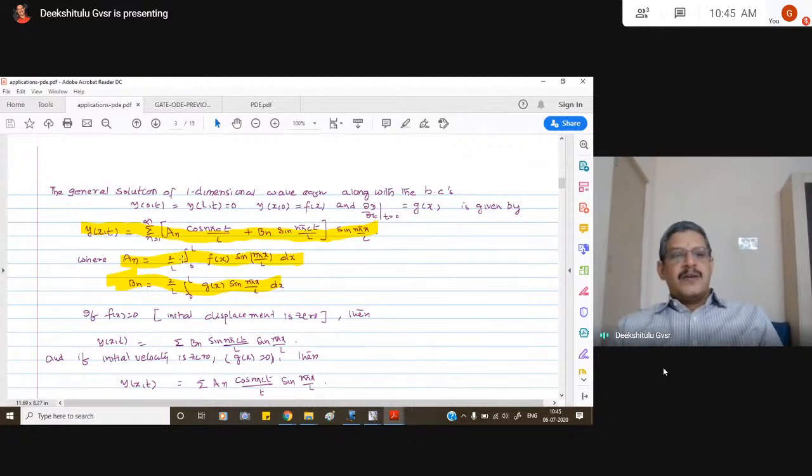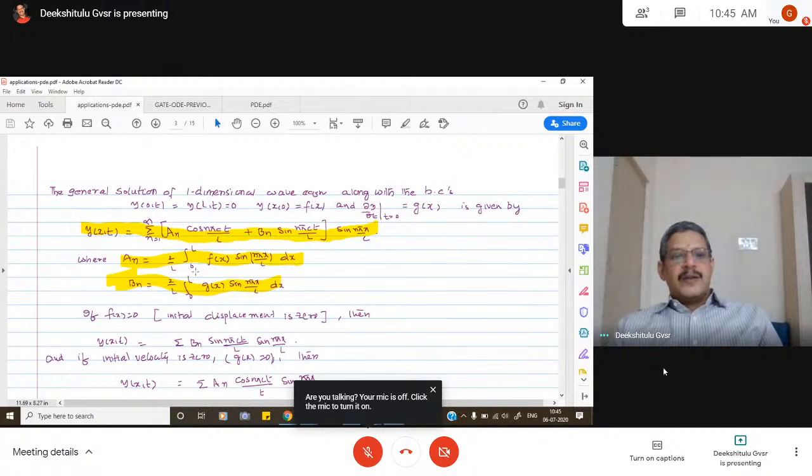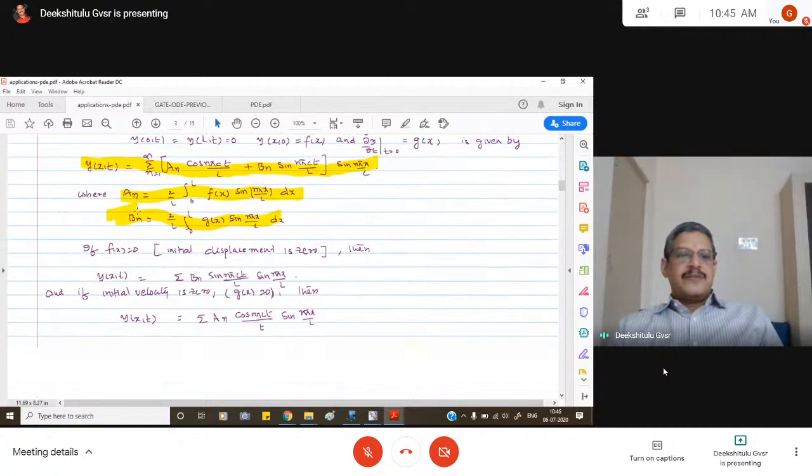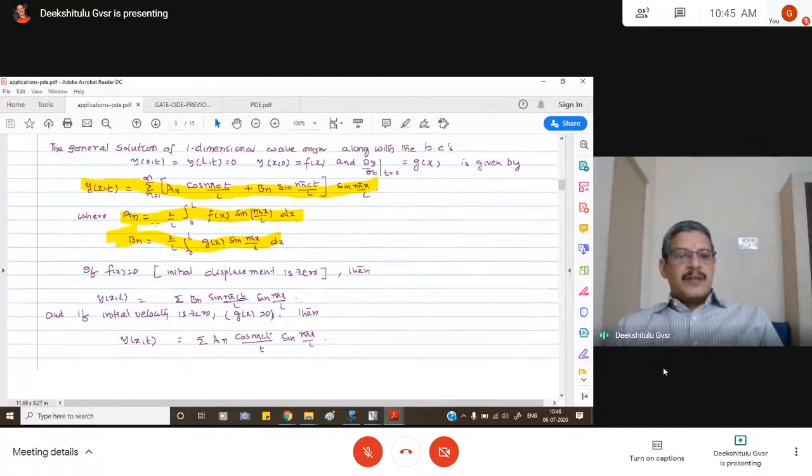Then what is an? An is (2/L) integral from 0 to L of f of x sin(nπx/L) dx, and bn is (2/L) integral from 0 to L of g of x sin(nπx/L) dx. This is called the half-range Fourier series of these functions f(x) and g(x). So if f(x) and g(x) are given, calculate an and bn, put them here, and this will be the general solution. Only thing is we have to evaluate the integrals.